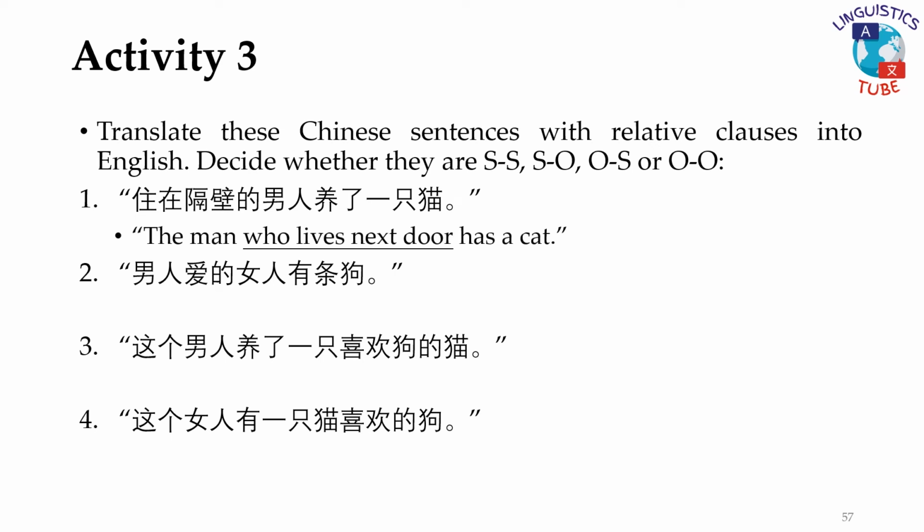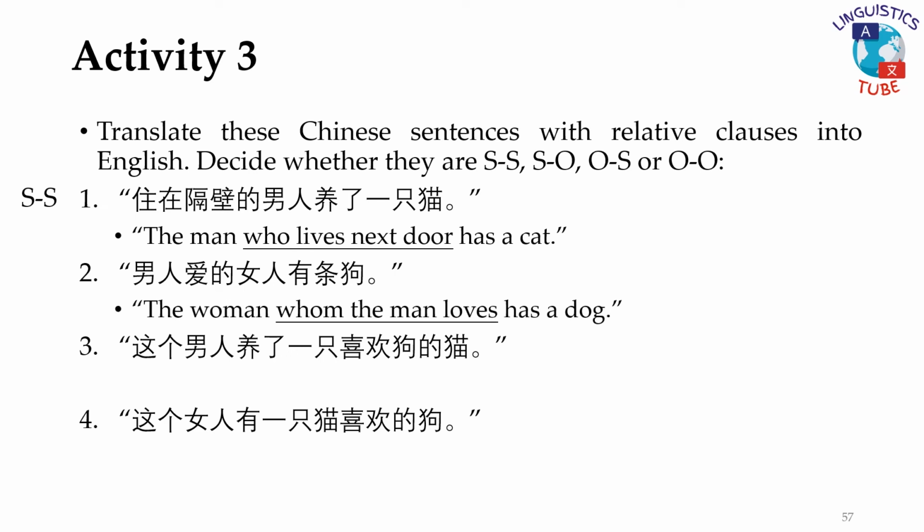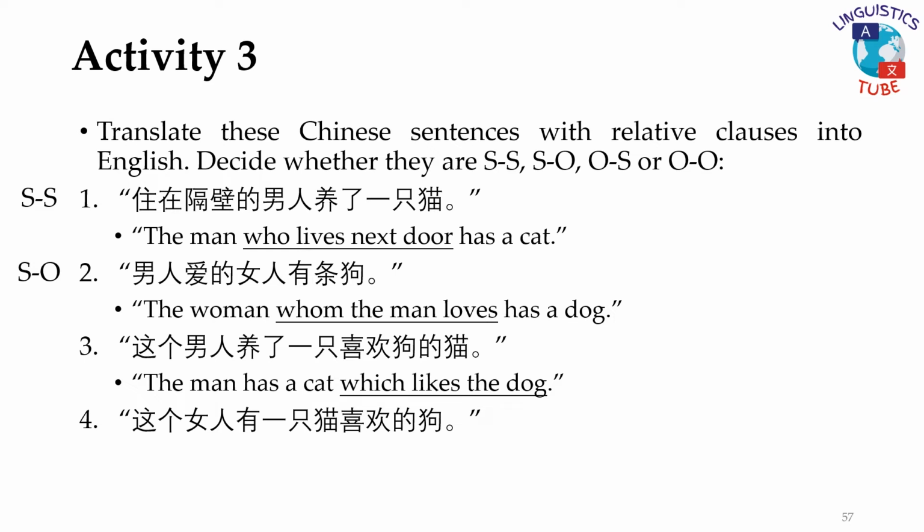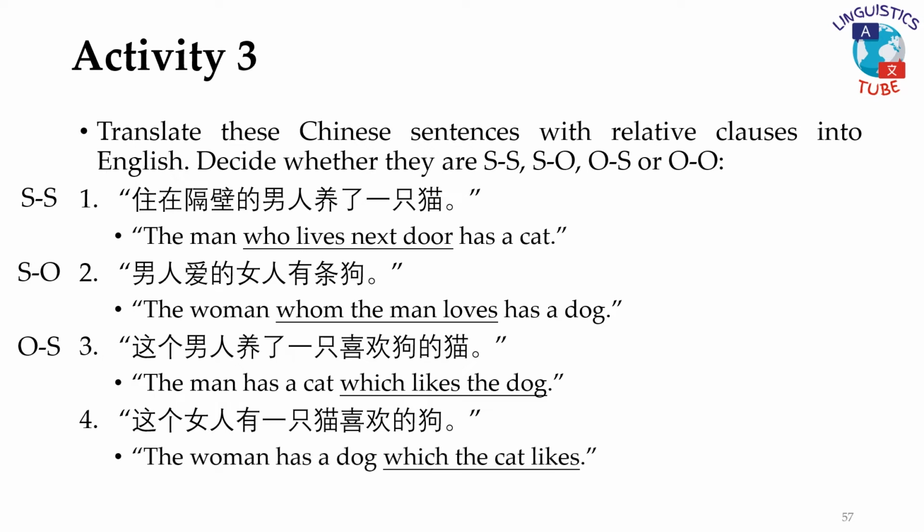Sentence 1 translates as, the man who lives next door has a cat. I'll skip the explanation now because I don't want to repeat myself, but I hope you decided that it is SS. Next, the woman whom the man loves has a dog. This is SO. 3. The man has a cat which likes the dog. This is OS. 4. The woman has a dog which the cat likes. Is OO.